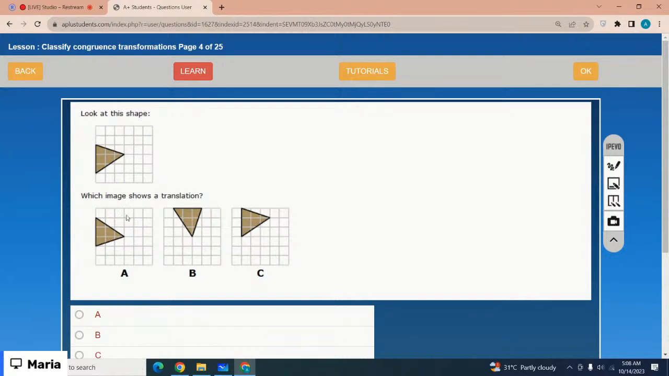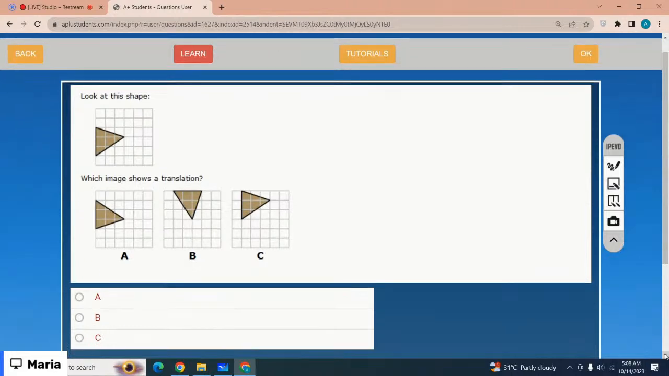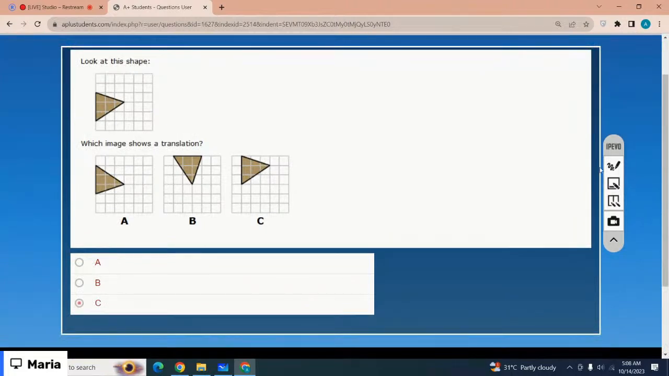Look at this shape. Which image shows a translation? Which is the correct option? A, B, C, which is the correct option? Very good. C is the translation. The correct option is C.